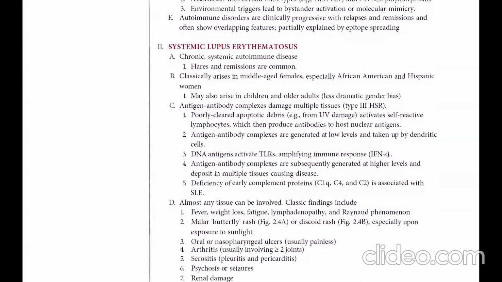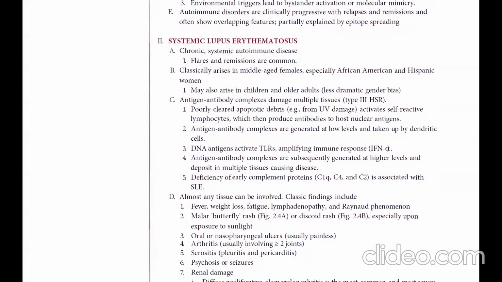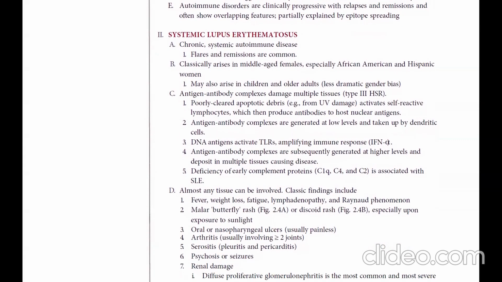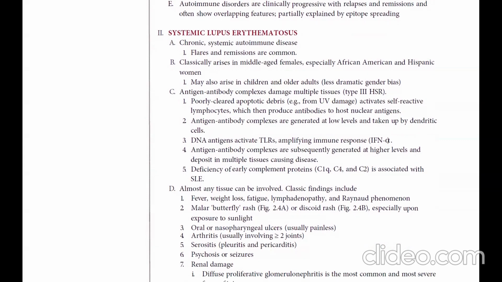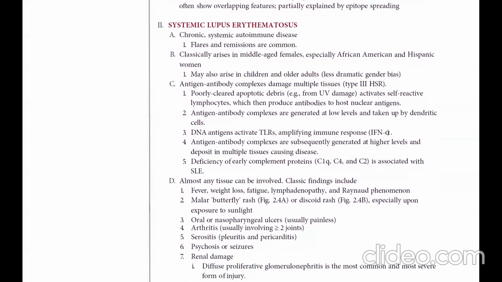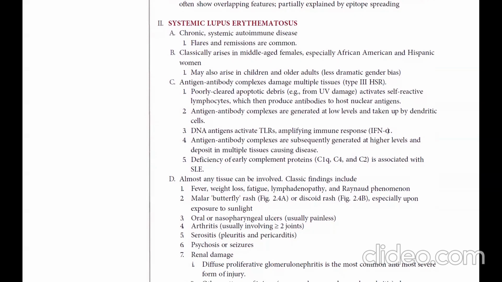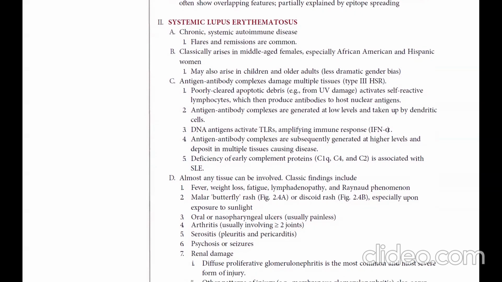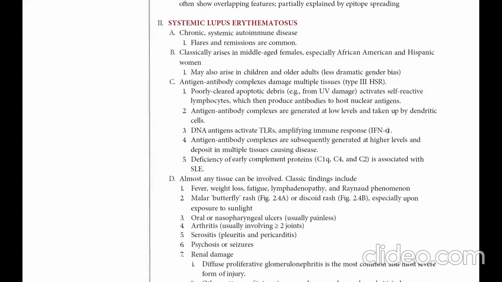Systemic lupus erythematosus is a chronic systemic autoimmune disease. Relapse and remission are common. It classically arises in middle-aged females, especially African American and Hispanic women. It may also arise in children and older adults, with less dramatic gender bias. Antigen-antibody complex damage to multiple tissues is a type 3 hypersensitivity reaction.